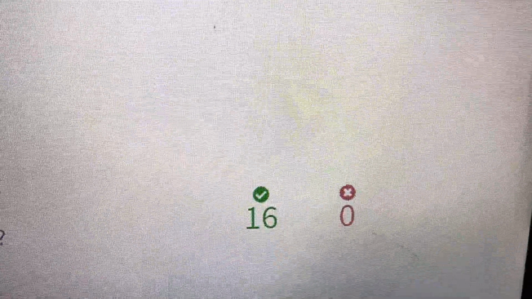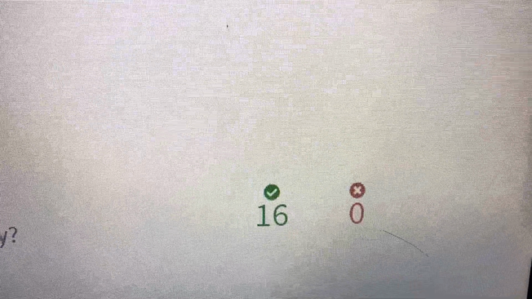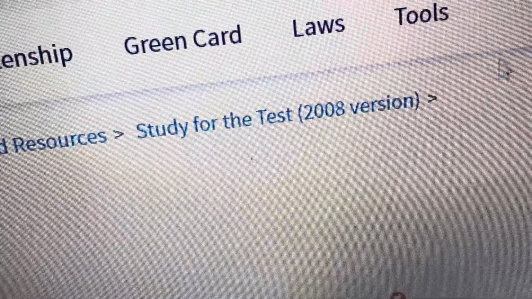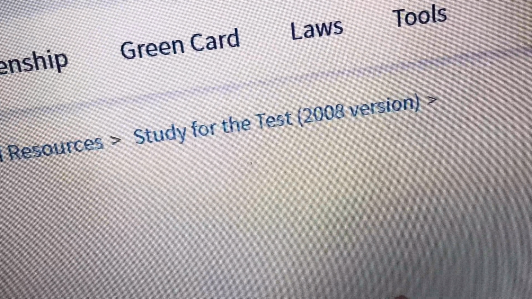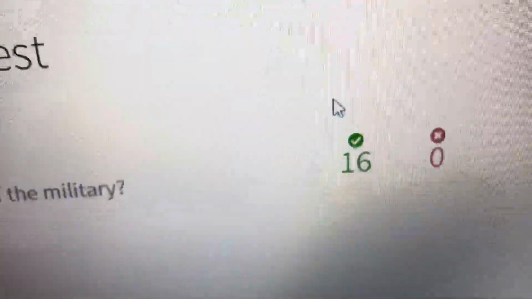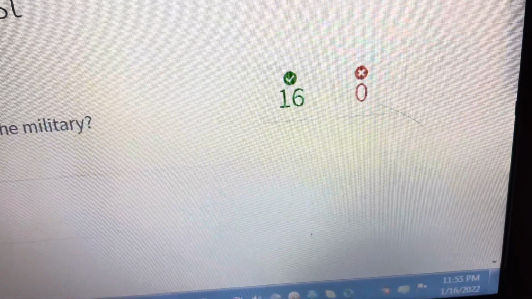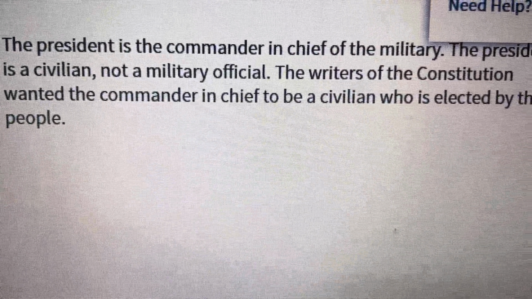17th question. Who is the commander-in-chief of the military? Commander-in-chief. So of course it's easy to answer that. It's the president. So it's always the president who is the commander-in-chief of the military. Okay, the president is the commander-in-chief of the military.